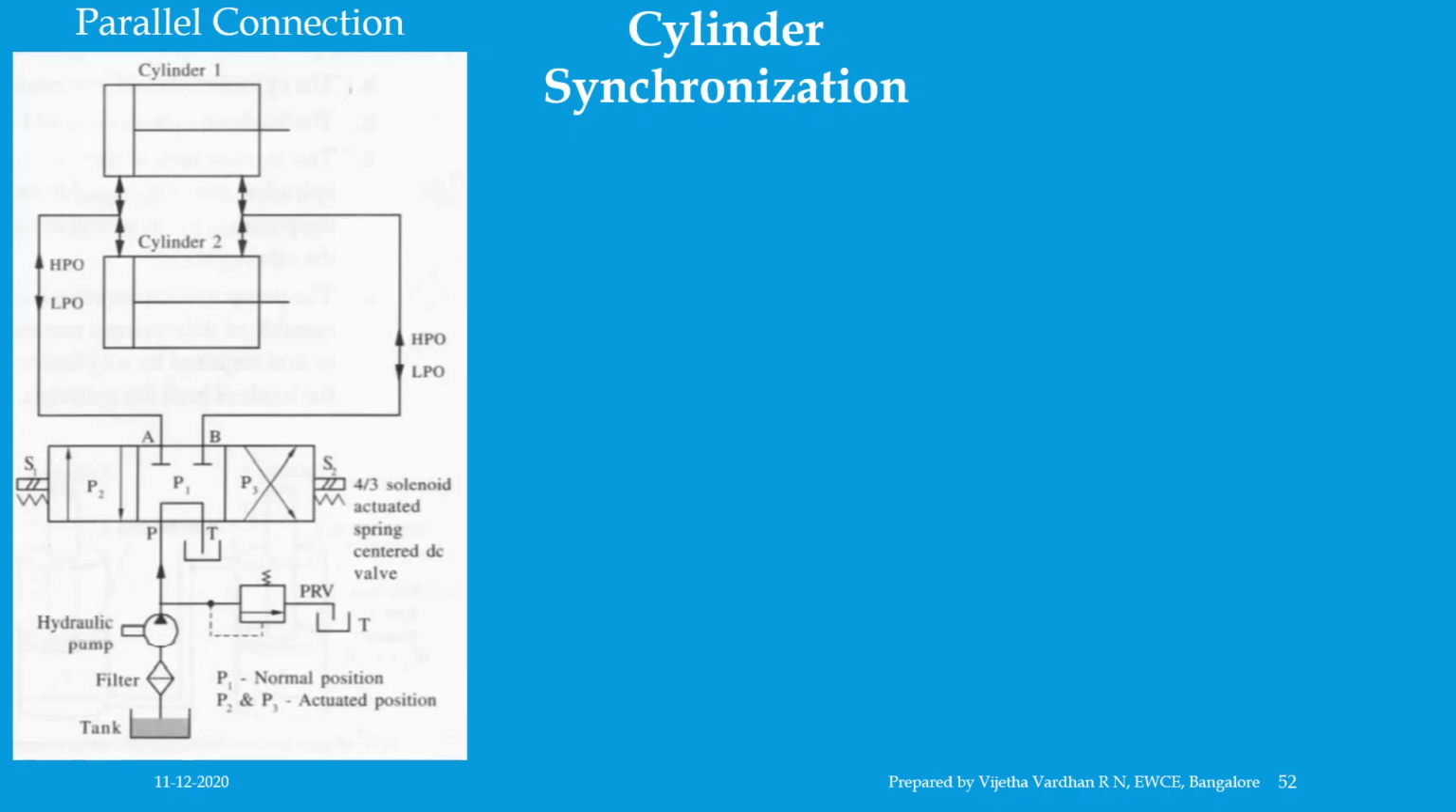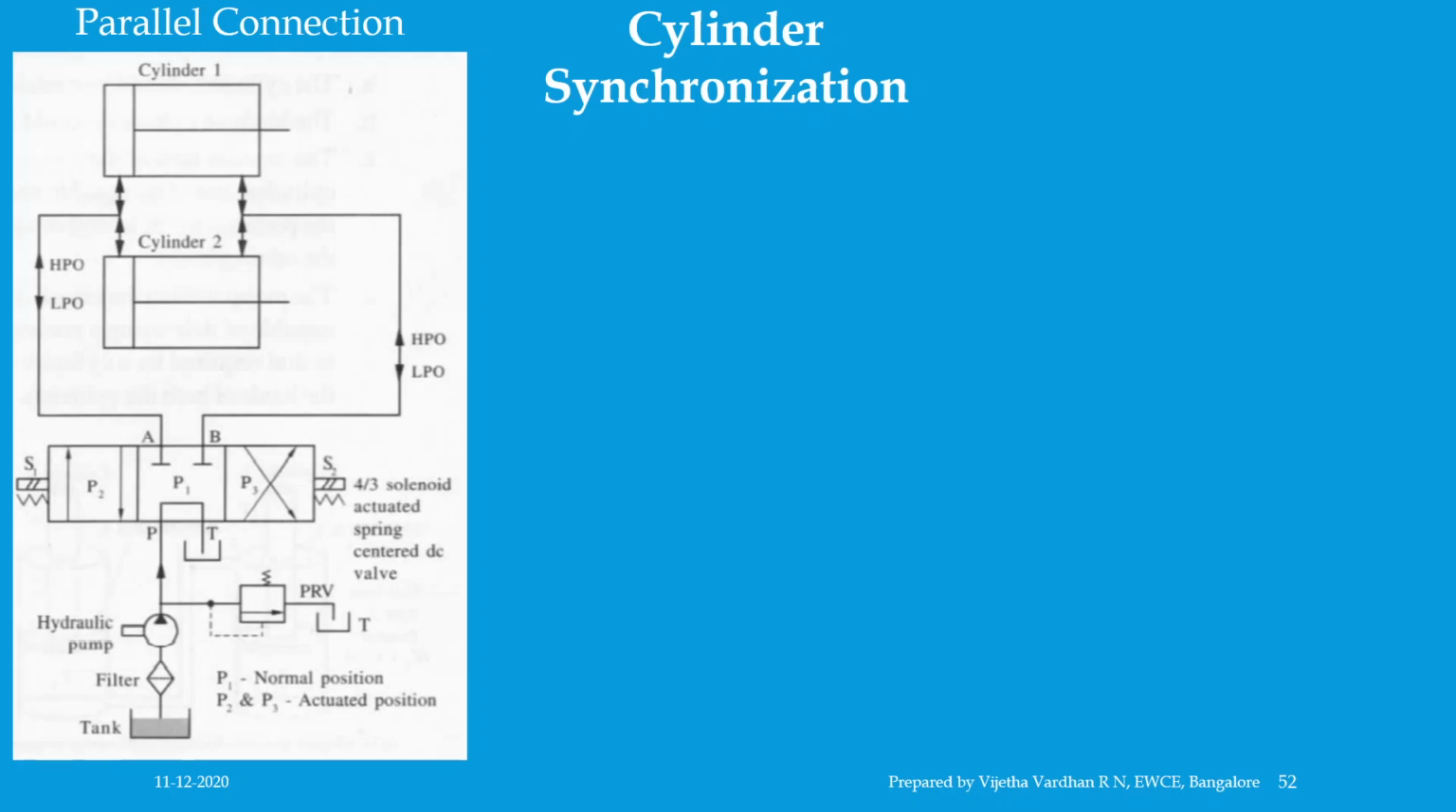The limitations. The factors influencing parallel synchronization are: the cylinders should be identical in all respects of their dimensions. The load to be moved by the cylinders should be the same. The hoses connecting the inlet and outlet of the cylinders should be of the same inner diameter, the same material and the same length. Any variation in any of these three factors will adversely affect the synchronization. In other words, parallel synchronization cannot be achieved.